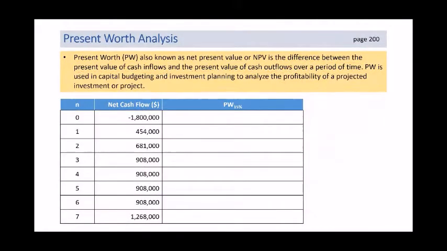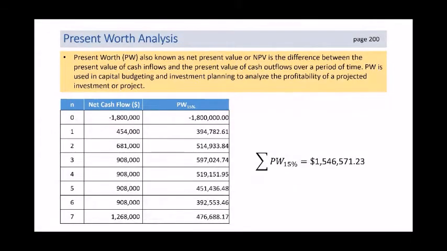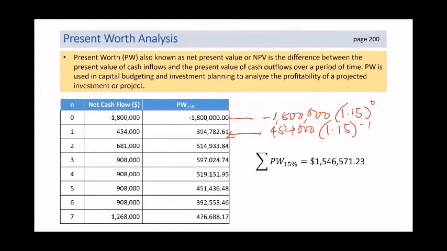Okay. So the present worth of this example, we have computed how to compute. So we need to compute the different PW of each year. Like for example here, how to compute the PW of that one. So we have negative 1,800,000 multiplied by 1.15 raised to 0. How about this? This is 454 multiplied by 1.15 to the minus 1. This one is 681,000 multiplied by 1.15 to the minus 2. And then sum up all. You have 1,546,571.23. Okay, what can you say about the PW of this example?